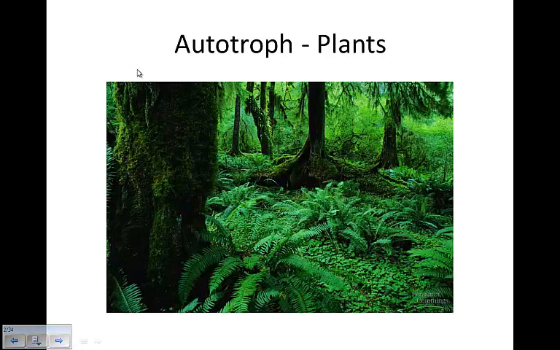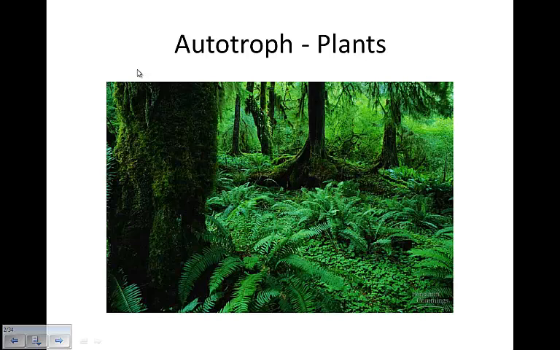All right, let's begin with some basics. First of all, the difference between autotrophs and heterotrophs. Auto, as we all know, means self, and troph means feeding. So autotrophs are organisms that produce their own food. Now, I don't mean like go in the kitchen and cook it. I mean they make it within themselves.